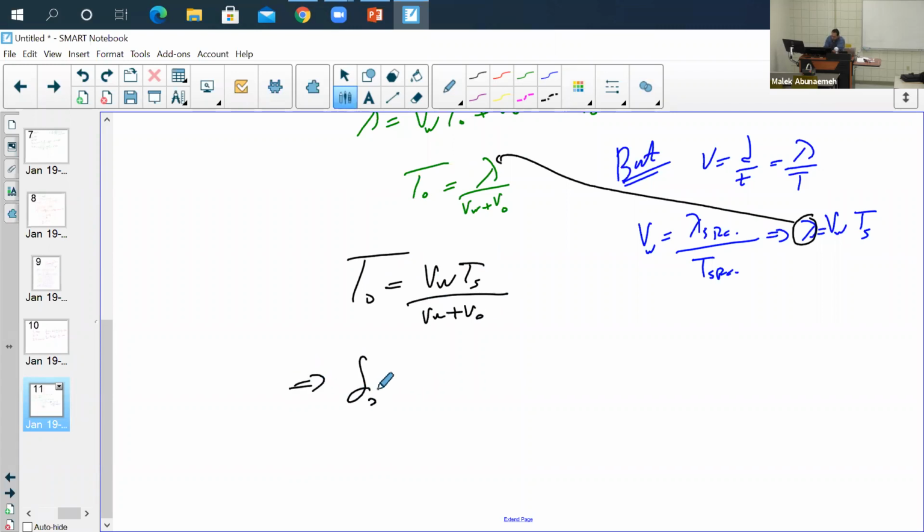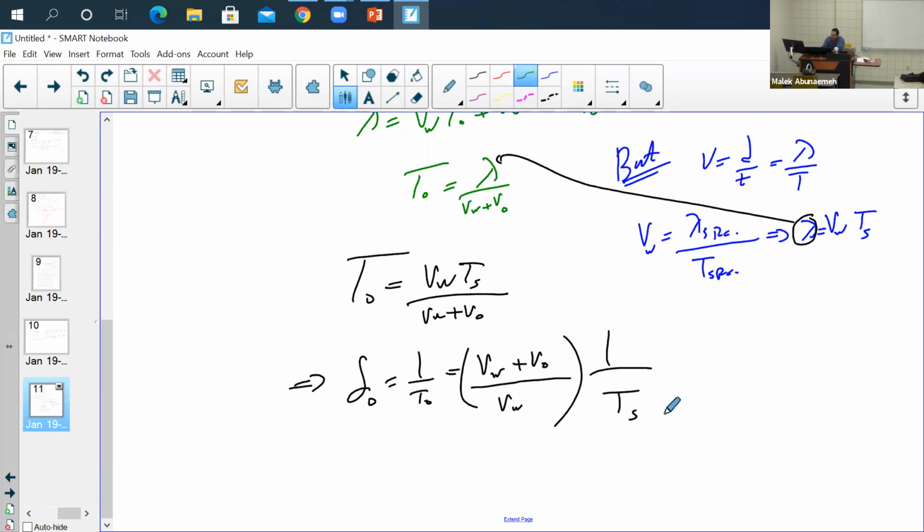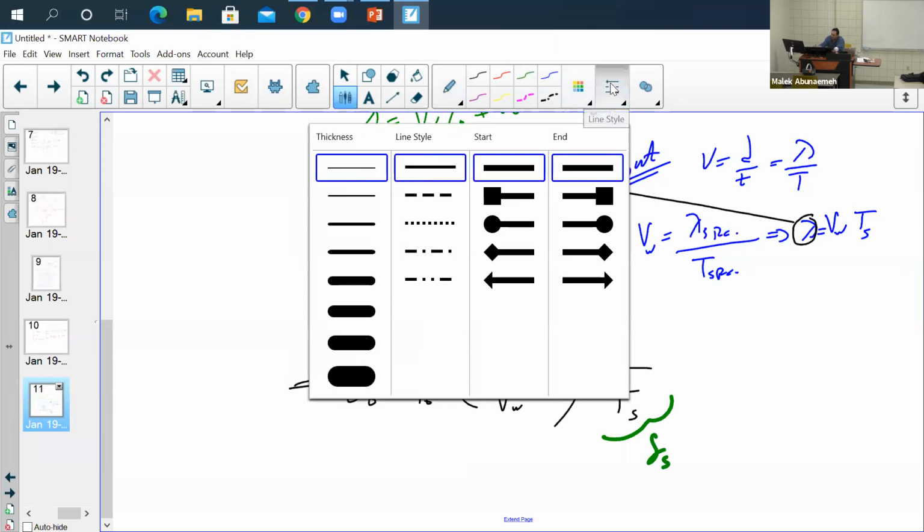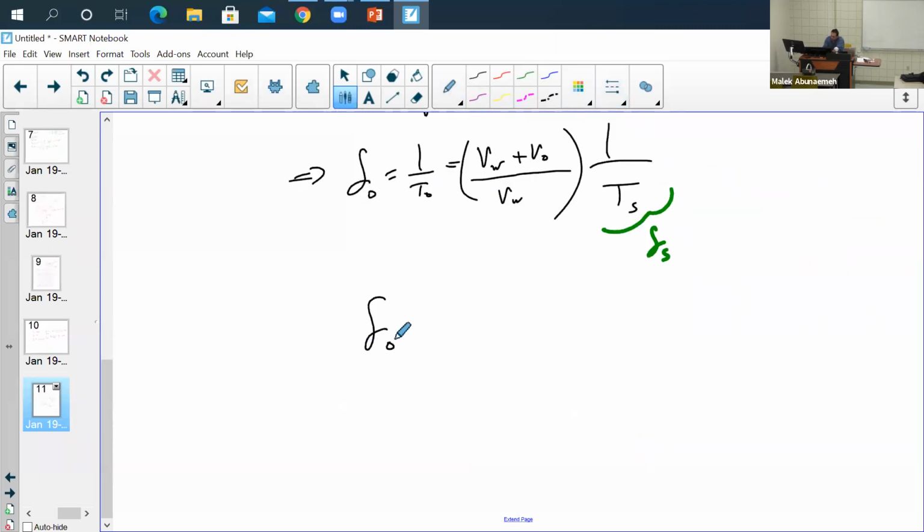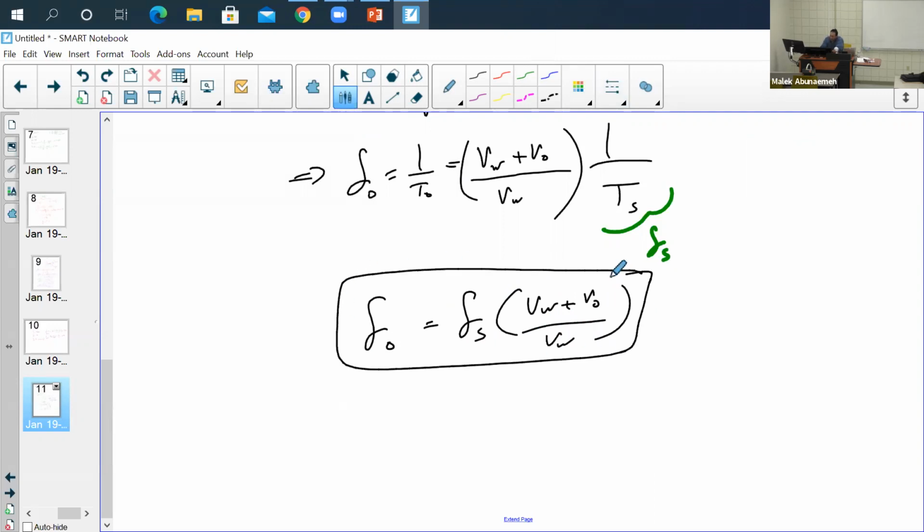That means your frequency for the observer, which is 1 over T naught, is going to equal V_W plus V naught over V_W. Now, all of that is going to be multiplied by 1 over T_S, which is, again, going to be your source frequency. So F naught is going to equal your source frequency multiplied by your V_W plus V naught over your V_W. So this is for going towards the source.